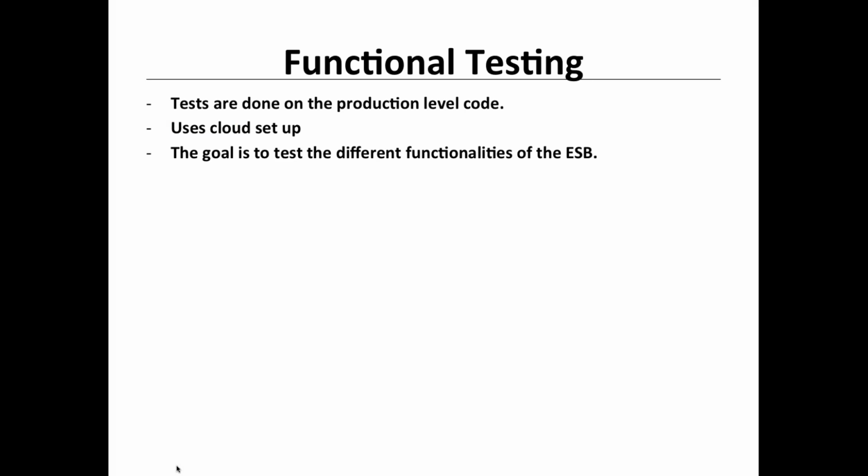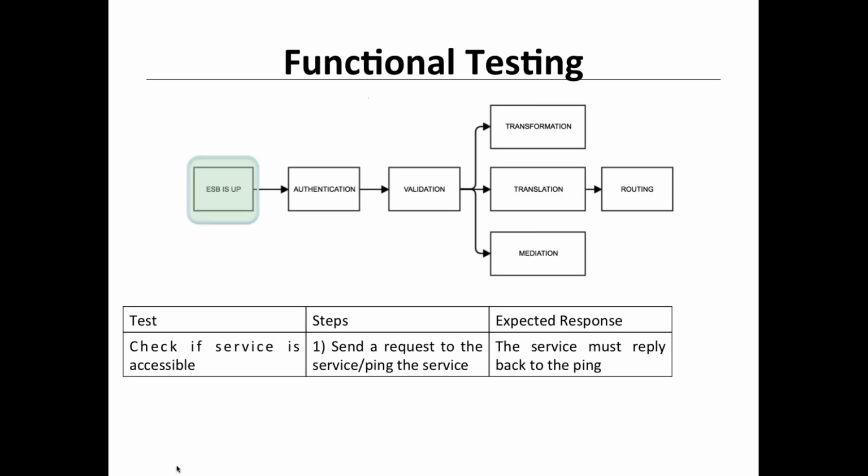Basically, the idea in a functional test is that we test the production level code. We use a cloud setup, and the goal is to test the different functionalities of the ESB. In our functional testing, we try to isolate each functionality and test it as a standalone functionality. We wanted to be sure that each of the functions or modules that we included in the ESB is working.